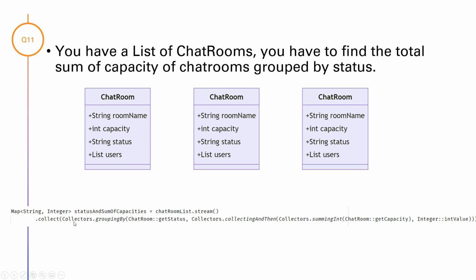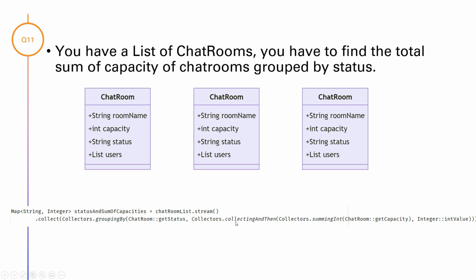Here, as I told you before, I will use grouping by. Once I did the grouping by, then the collector starts collecting and then, in the sense, on top of this stream, whatever this grouping by provides me, on top of that I'm performing some additional operations. So in each group, I'm summing the chat room capacities, and then I'm providing a value. So the return type is an int value, right? So that's the result: the chat room status, and the capacity of all chat rooms.